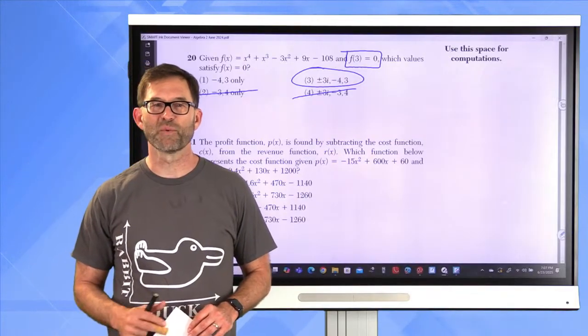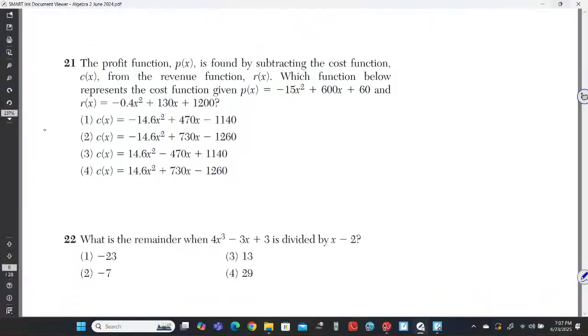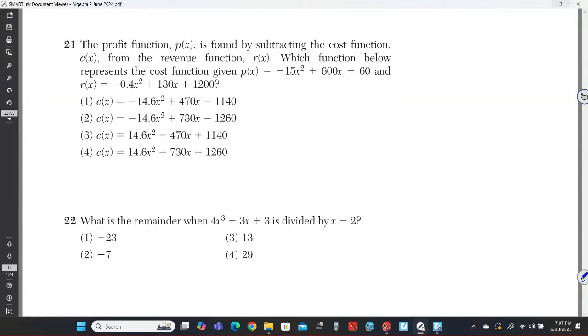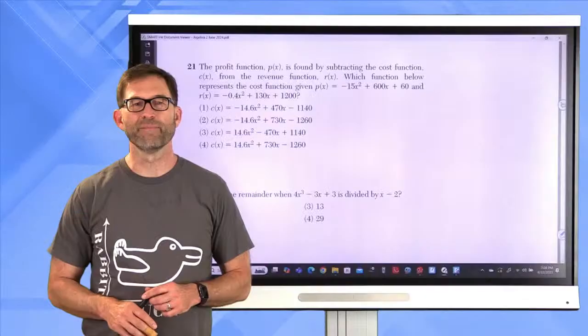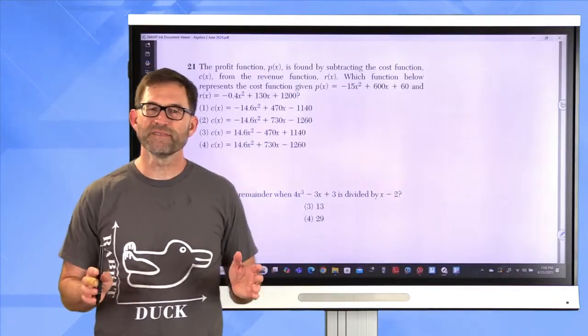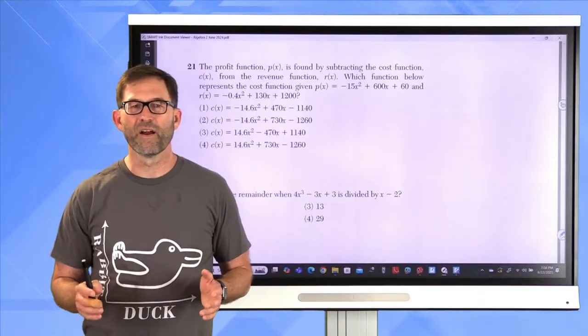Let's take a look at problem 21. The profit function p of x is found by subtracting the cost function c of x from the revenue function r of x. Which function below represents the cost function given that p of x equals -15x squared plus 600x plus 60, and r of x equals -0.4x squared plus 130x plus 1200? All right, so this is kind of a little bit of a decimal nightmare, and whatnot.